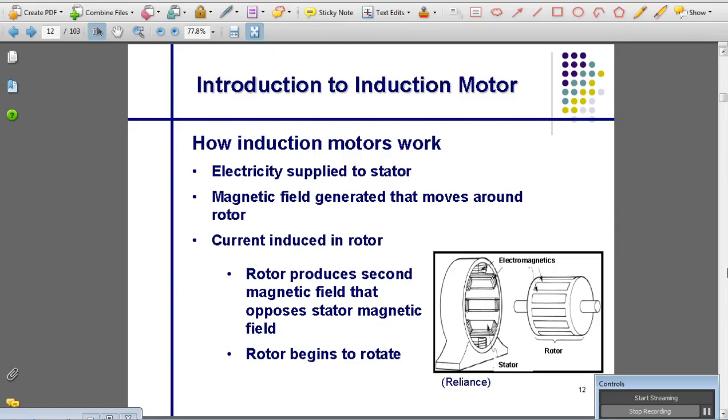Okay, next, how an induction motor works. I think all of you have seen the video and already know the concept. But in a simple explanation, electricity will be supplied to the stator. Then the magnetic field generated from the stator will move around the rotor. Then the current will be induced in the rotor. At the same time, the rotor will produce a second magnetic field that opposes the stator magnetic field. Finally, the rotor will begin to rotate.